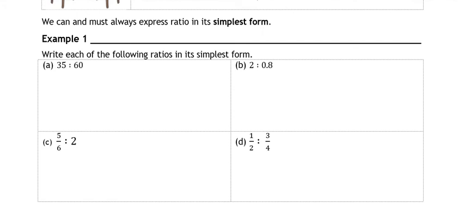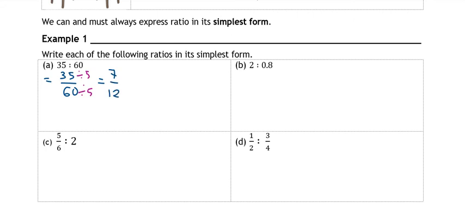Write each of the following ratios in its simplest form. Now here, A, 35 to 60. You can express it as a fraction, as you were informed just now. Now 35 out of 60, both have a common factor of 5. So you can divide both by 5. 35 divided by 5, you get 7. And 60 divided by 5, you get 12.